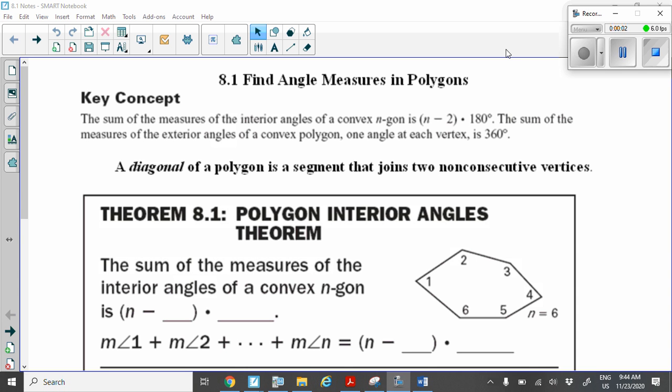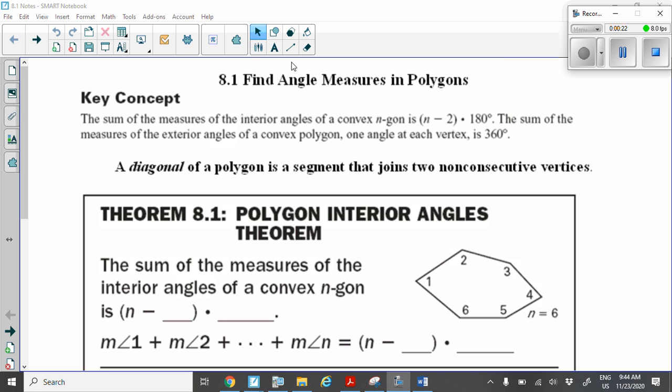Hey guys, so here's the notes for 8.1. We're going to find angle measures in polygons. Well, let's first talk about what a polygon is. It's basically a shape that has two or more sides, okay? So what we're going to be doing is finding the angle measures inside a polygon and outside.